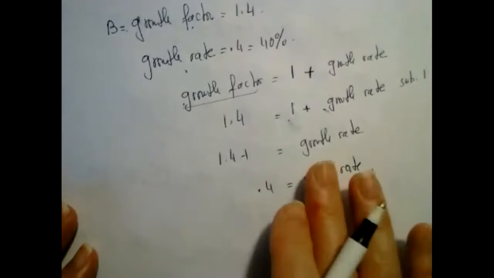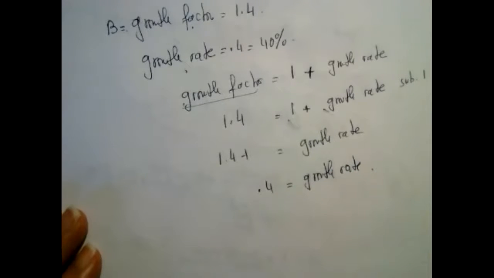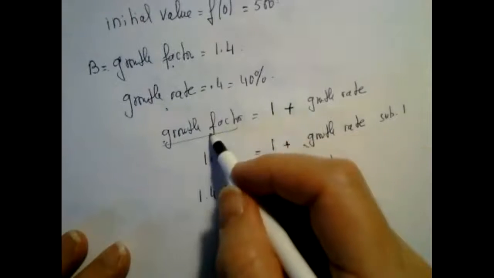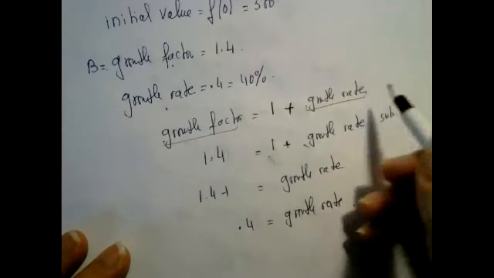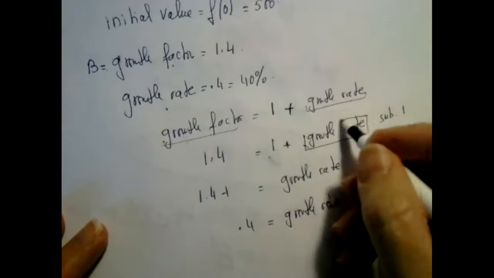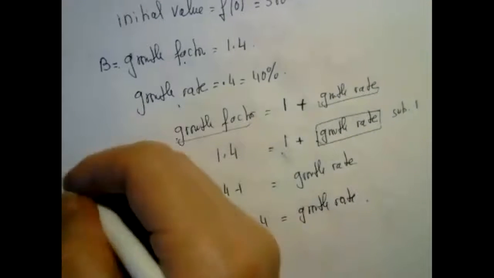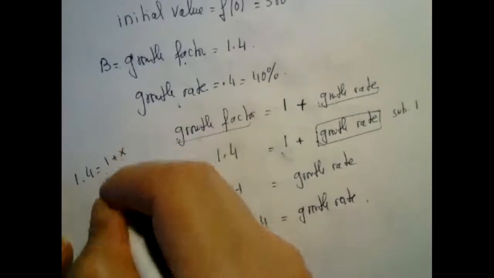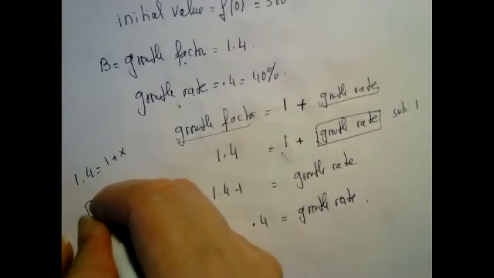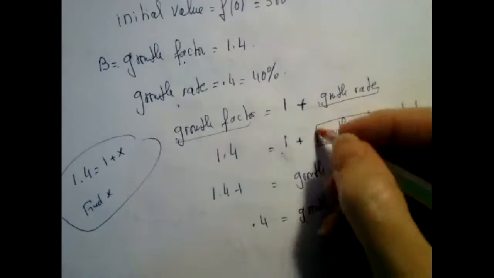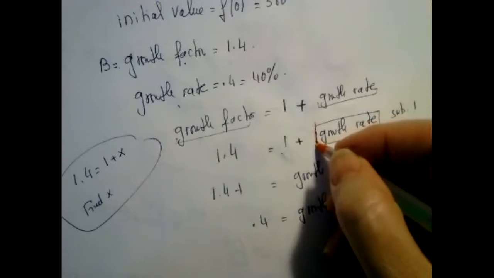Okay, I have a quick question. Yes, I'm listening. So why did you subtract it? Because the growth factor is 1 plus the growth rate. That's the relationship between them. So I need the growth rate. How can I get it? Suppose I give you the following problem: 1.4 equals 1 plus x. Find x. What would you do? Subtract 1. Exactly. That's what I'm doing.